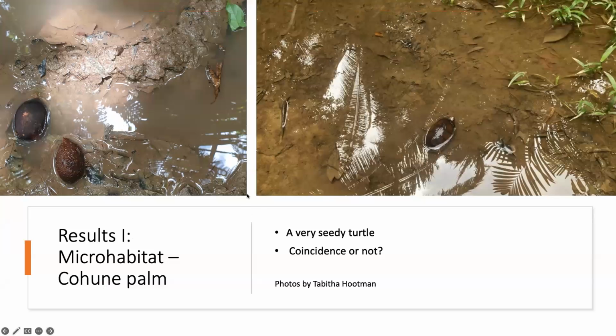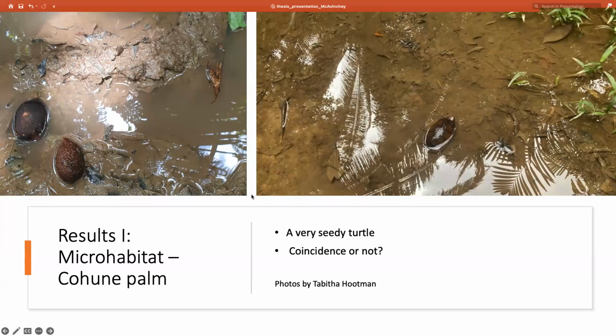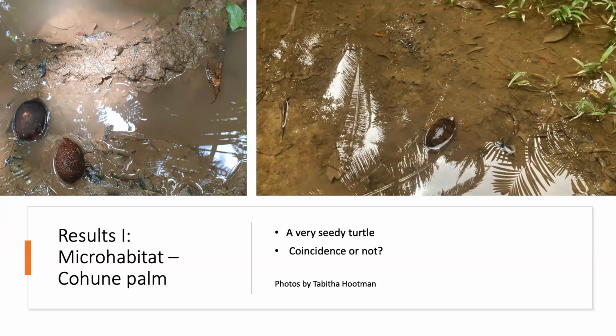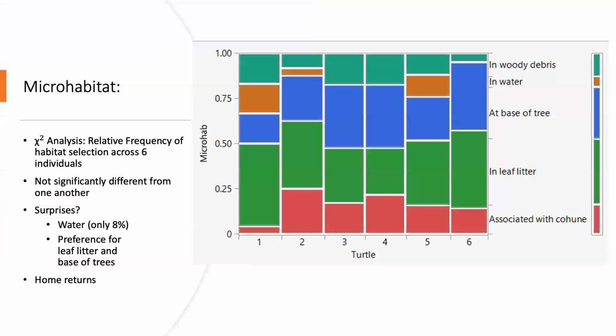I included this cahoon palm because it's the dominant palm species in the area, and the seeds of this tree look a lot like the adult Tabasco mud turtle in the water. On the left are the seeds, on the right is the turtle. We captured a lot of seeds trying to find these turtles. We're like, oh, there's one, get it. And then it was a seed. So I wanted to see if there's some association. I didn't find one, but it was kind of interesting to check that out.